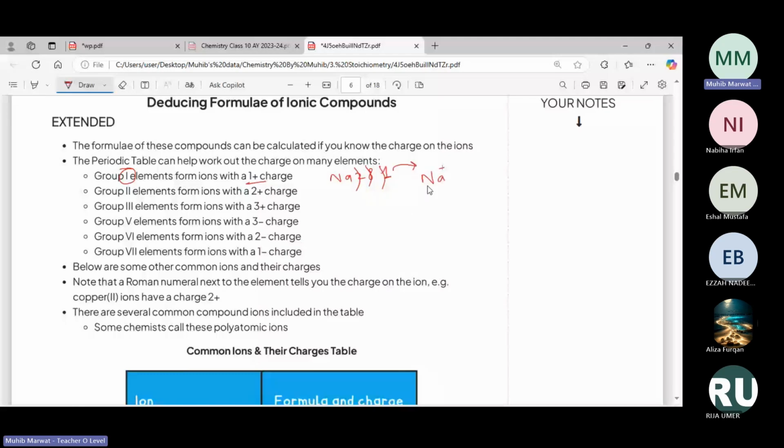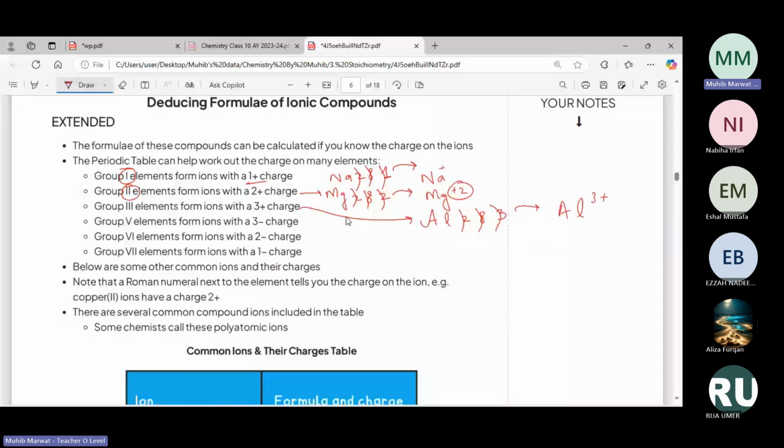Same is the case with group 2 elements. For example, we have magnesium. It has 2 electrons in its first shell, 8 electrons in its second shell, and 2 electrons in its third shell. So magnesium will lose 2 electrons to form a dipositive cation, and it will have +2 charge. Similarly, what about group 3 elements? For example, aluminum has 2 electrons in its first shell, 8 in its second shell, and 3 in its third shell. So it will lose 3 electrons to form a tripositive cation, right?